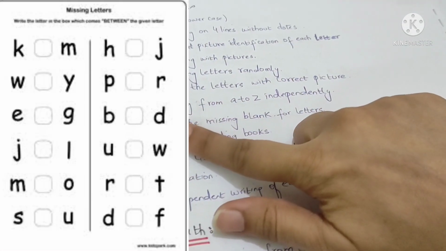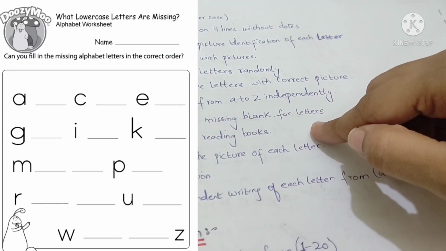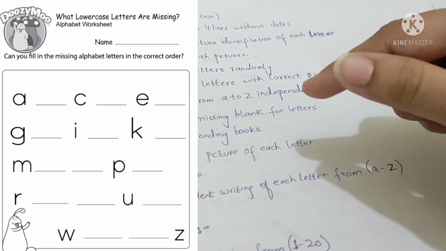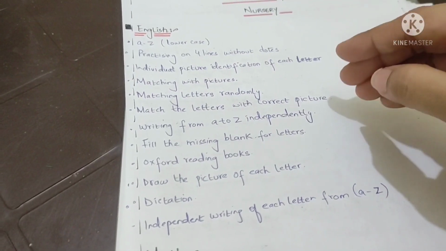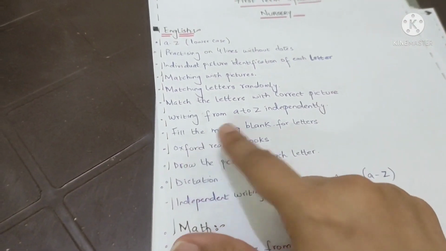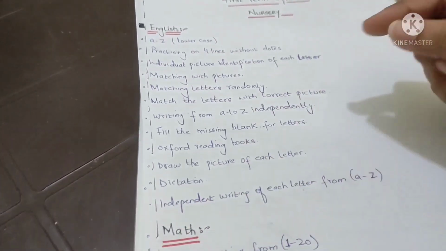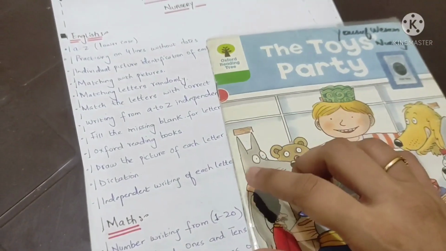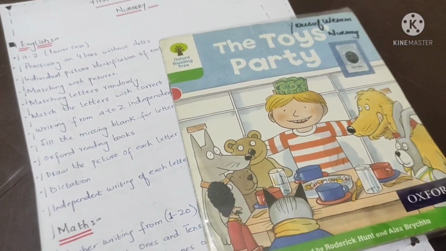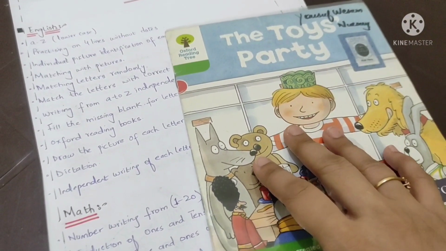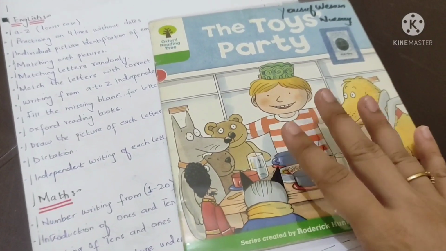So the next one is fill in the missing letter blanks. I'll put another picture here, and they have to fill in each letter so that they can learn the sequence from A till Z. Oxford reading books. Oxford reading books are the ORT books. Okay, so the Oxford reading books, the ORT books, I'm showing you the one he's taking to school. So these have a lot of stages.